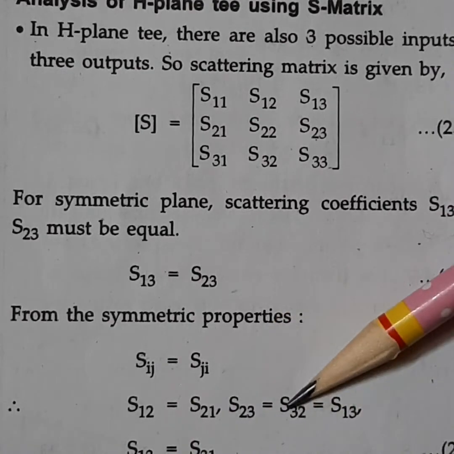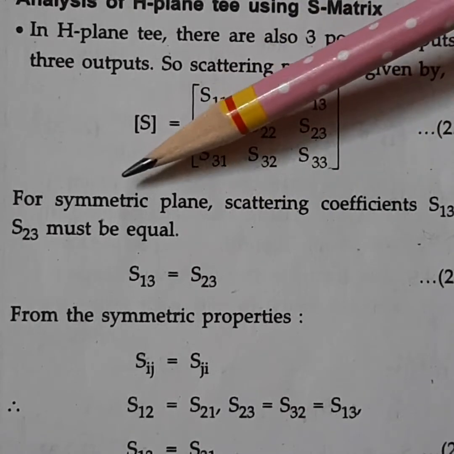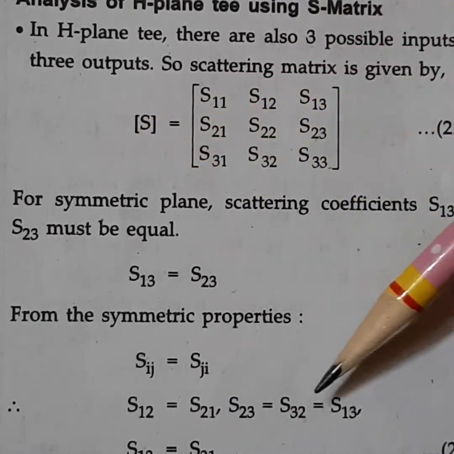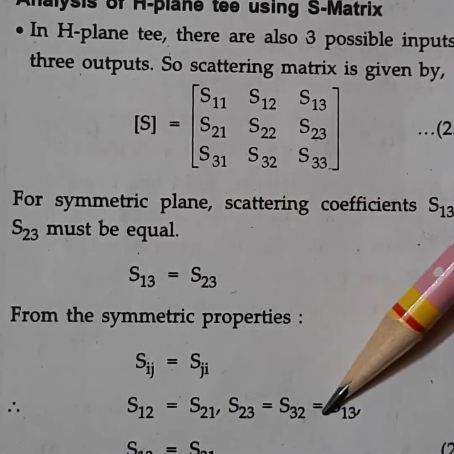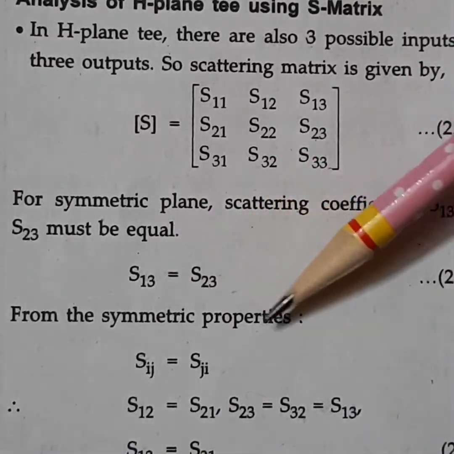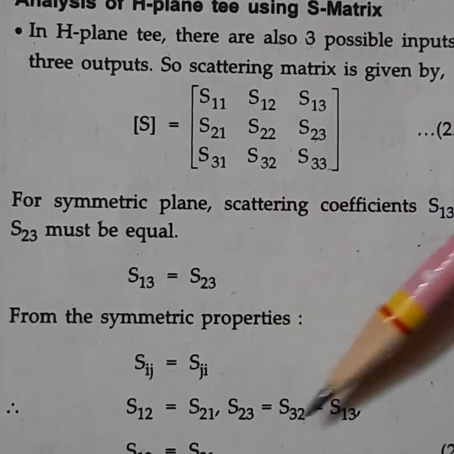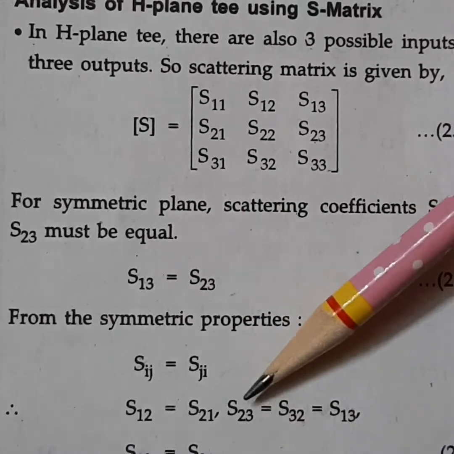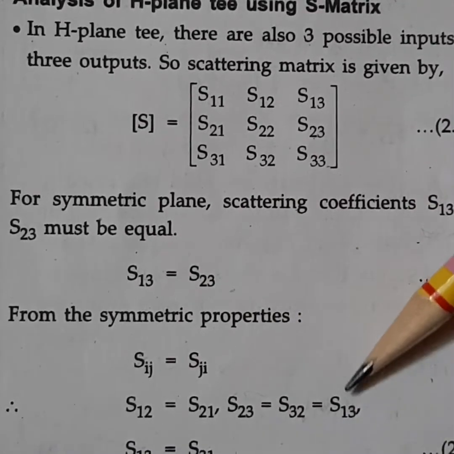S23 is equal to S32, but due to the symmetric plane, we are making S13 equal to S23. So it is given here: S13 is equal to S23 is equal to S32, whichever way we can assume it. Okay, it is S23 is equal to S32 is equal to S13.